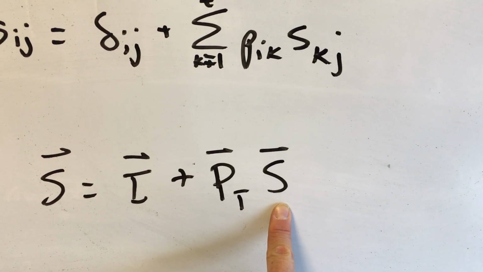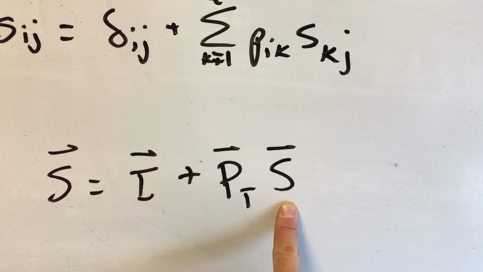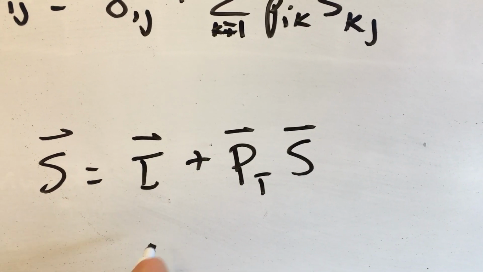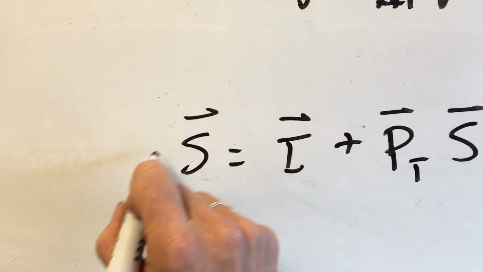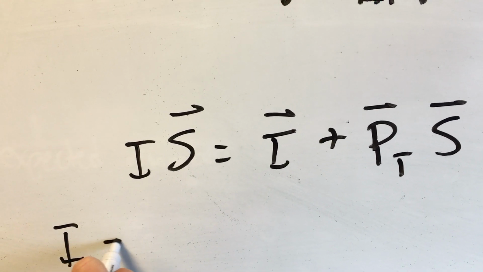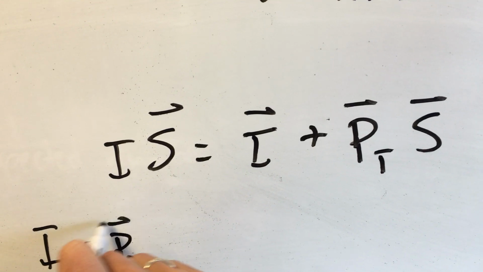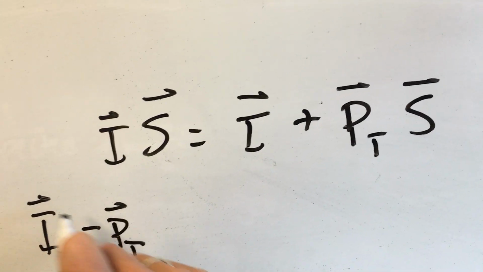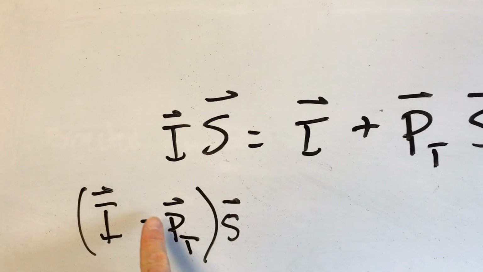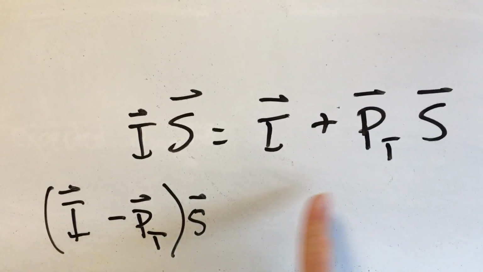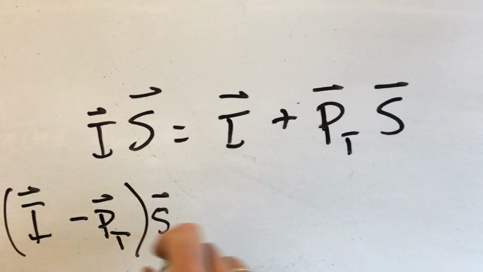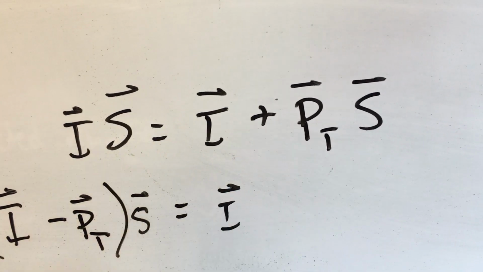So to solve for S, we have to do a little bit of matrix algebra. We want to take this term over, so since this is really IS, we're going to say I minus P_T, these are all matrices, times S. That was just this term moved over, and then I factored out the S, and that's the same as the identity matrix.